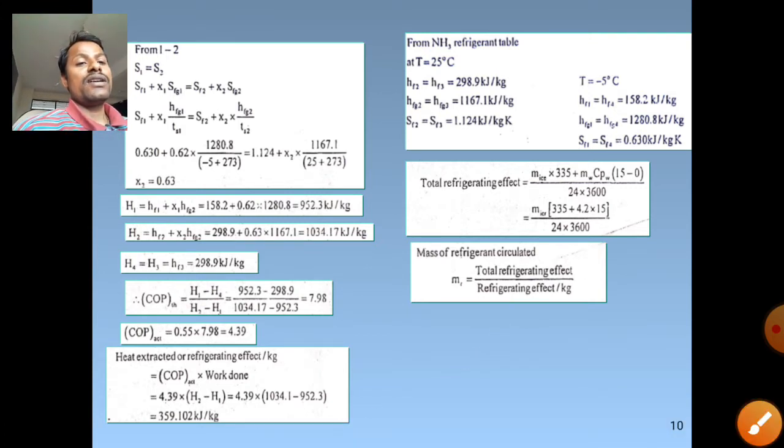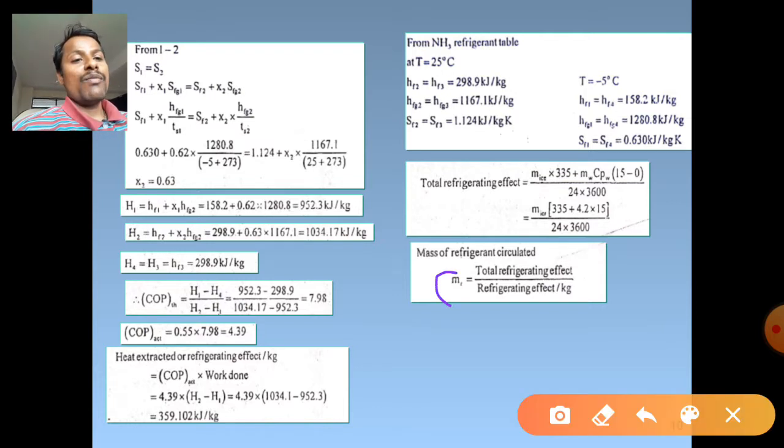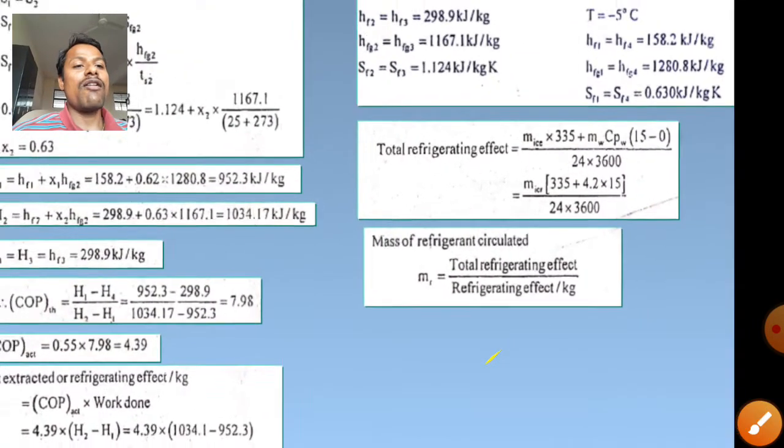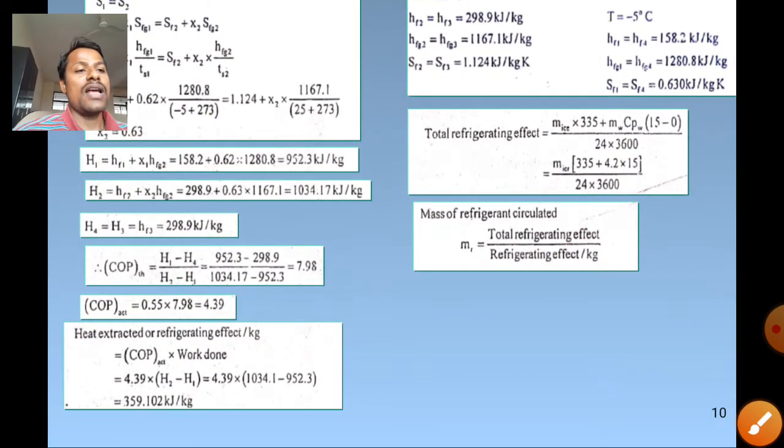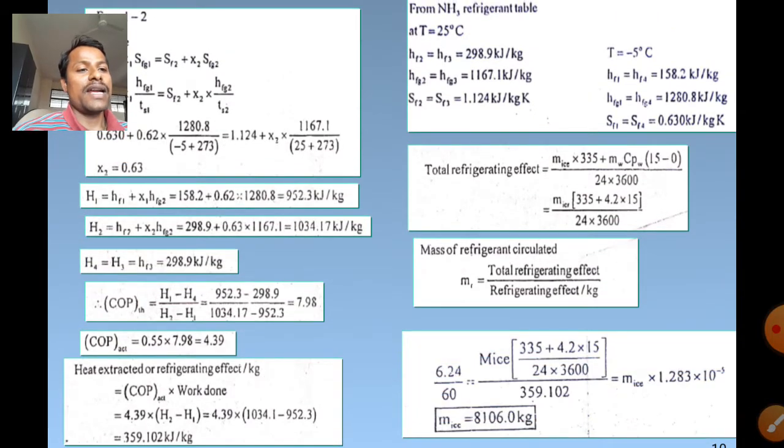I will substitute, and again he has given the mass flow rate of refrigerant, that is 6.5 kg per minute. 6.5 kg, if I divide it by 60, it will be kg per second. So then converting all the data to SI units, I will write in the next step.